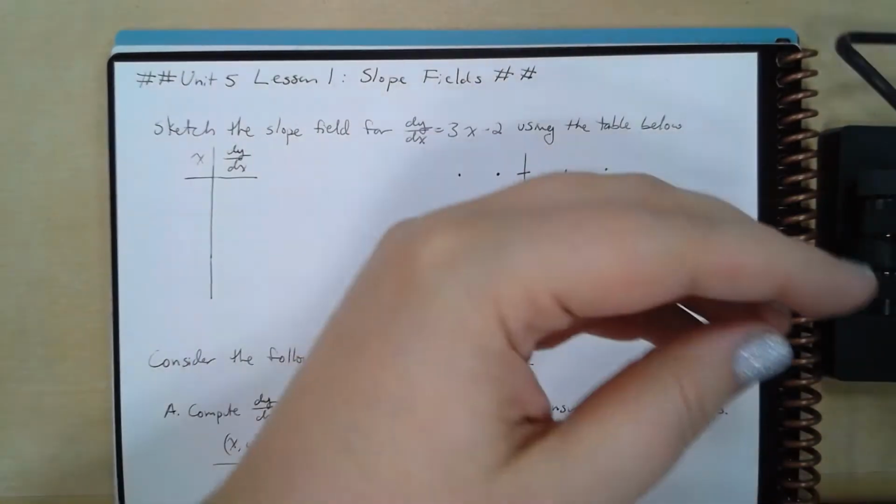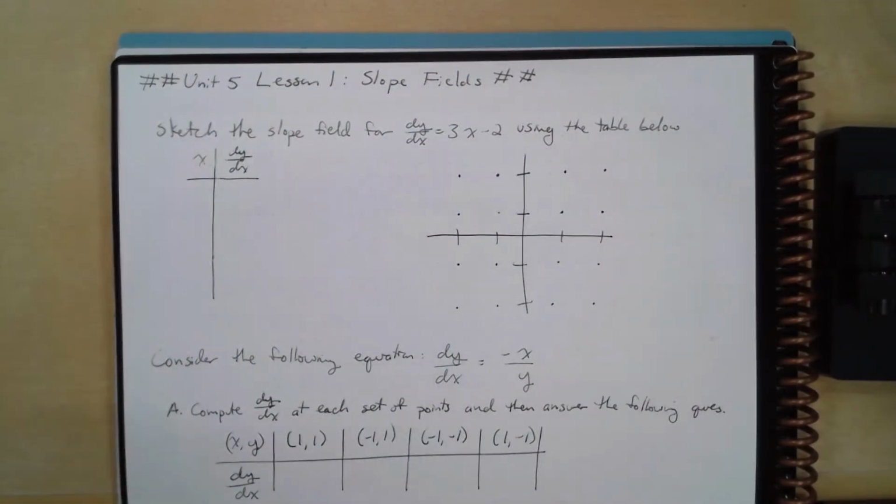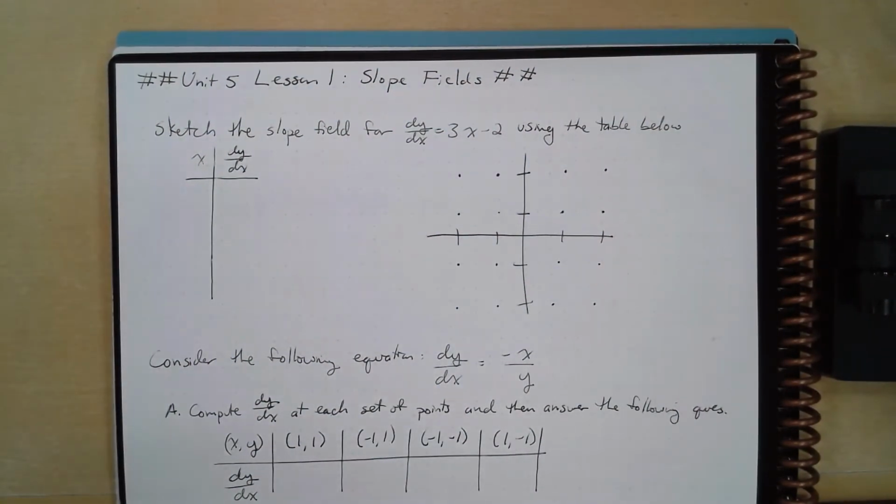So today we are going to talk about slope fields. We're starting Unit 5. Unit 5 is pretty short. And slope fields are just a way to visually represent the general solution of a function. So I'm just going to kind of draw one. You'll see it in action here.